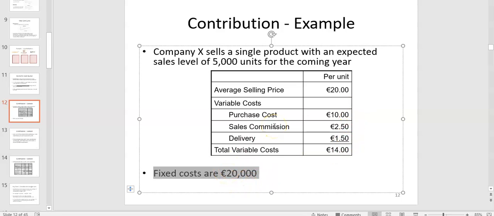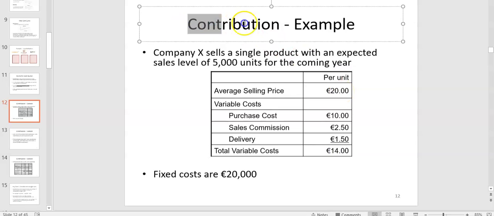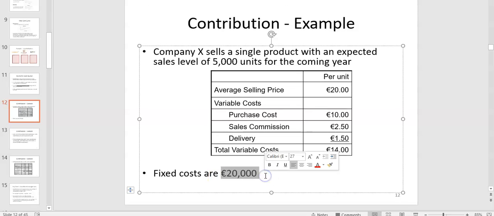Right, so think about it from a unit perspective. For every unit the company X sells, and this is important, it gets 20 euro in, but it spends 14 euro. So the net benefit from selling a unit is 6 euro. That's what we call contribution. So for every unit company X sells, it earns 6 euro contribution. And that 6 euro will go towards covering the 20,000.